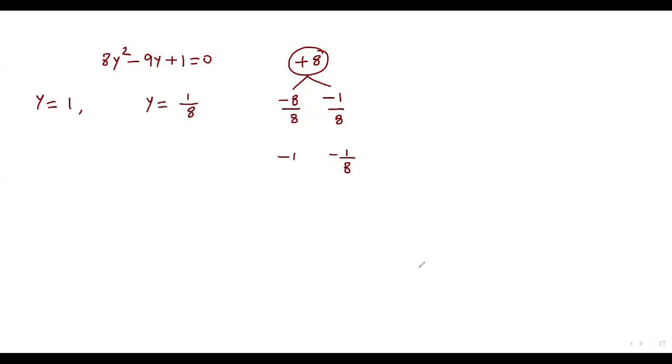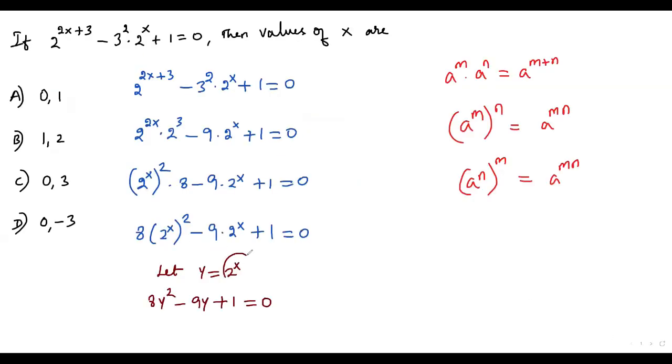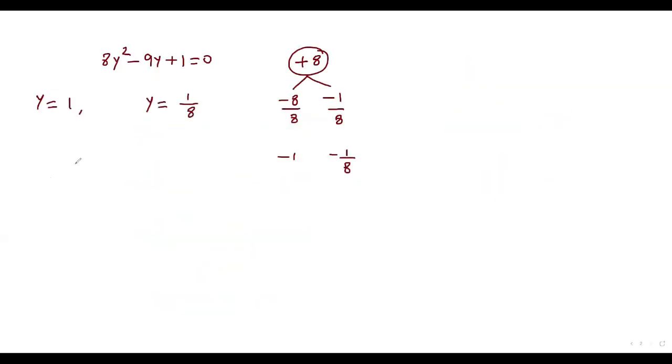Now actually y was taken as a substitution, so it has to be replaced by the original expression. We know that y equals 2 to the x power. Now we can plug in 2 to the x power for y over here. Let me plug in 2 to the x power for this y, then I'm getting 2 to the x power equals 1. And here, let me plug in 2 to the x power for this y, then I'm getting 2 to the x power equals 1 over 8.